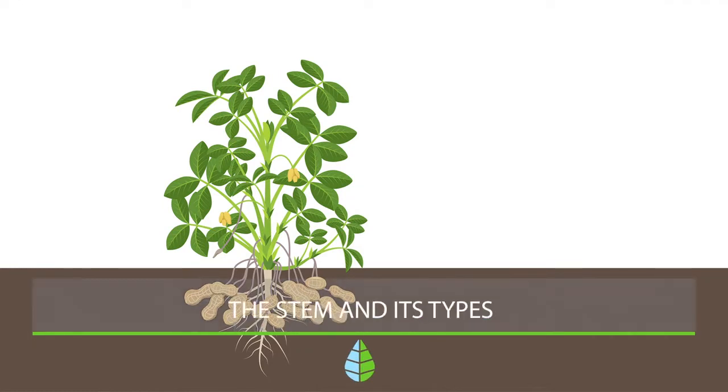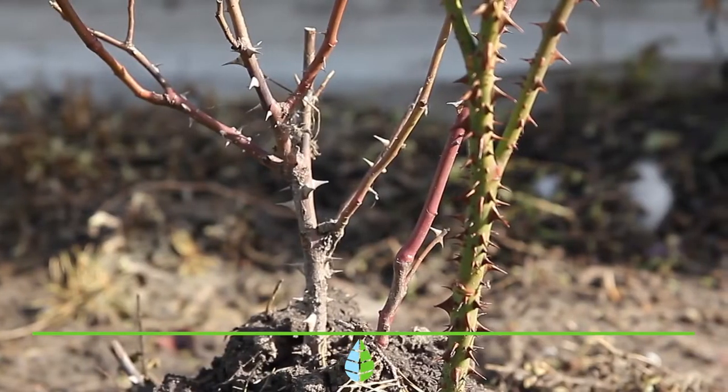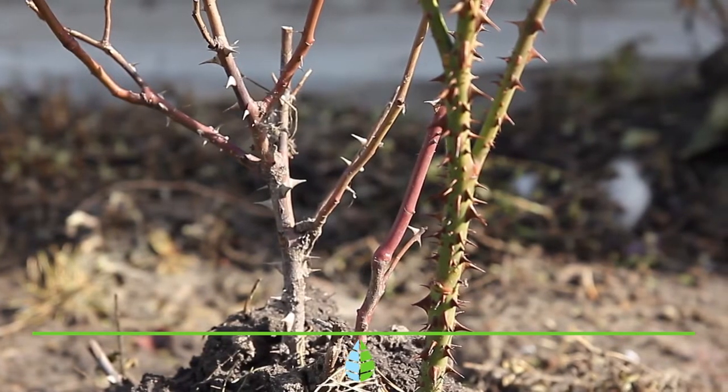The stem and its types. The stem is the aerial part of the plant that is characterized by growing in the opposite direction to gravity, that is, from the bottom up. Although it is commonly known as the aerial part of the plant, it can sometimes be underground. That's why we divide it into two types.